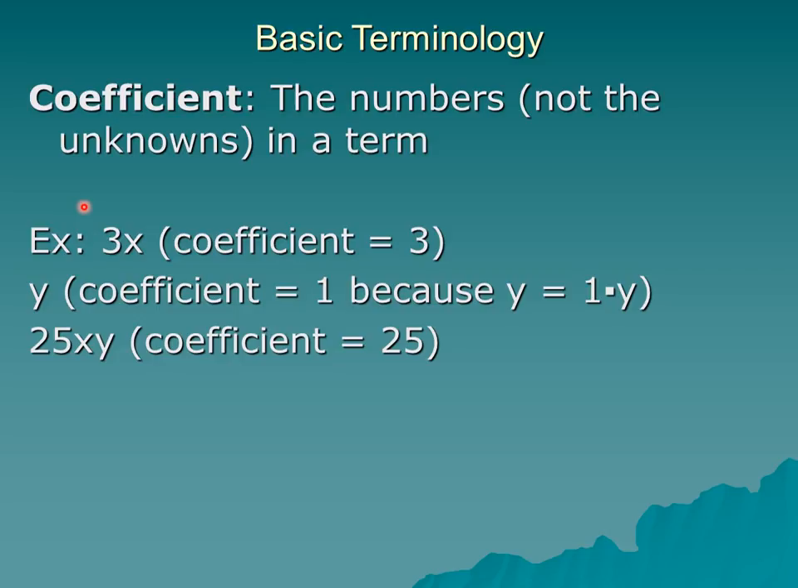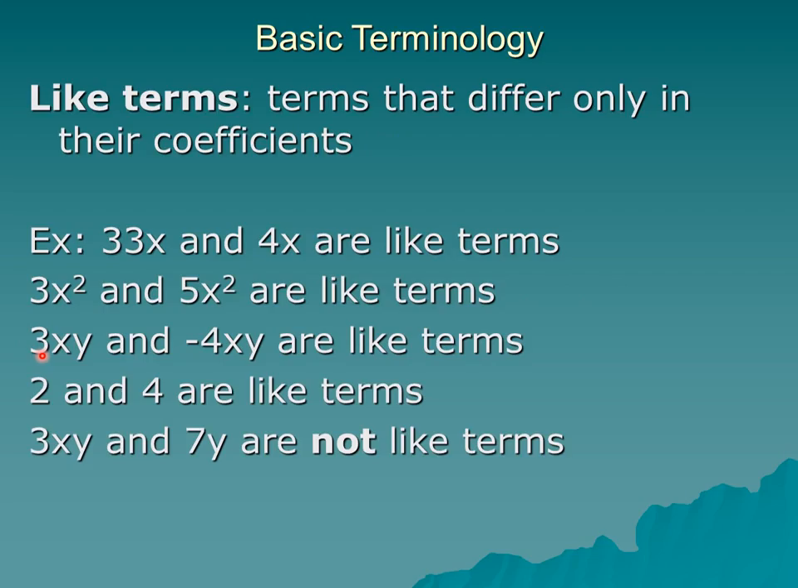Coefficients: all the numbers are basically coefficients, whatever number you have. So for an example, in 3x, the coefficient is 3. If you have only a letter or variable or an unknown like x, y, a, b, you still assume there is a coefficient, which is 1 here, because y is basically 1y, right? If it is a, it's basically 1a. So in 25xy, the coefficient is 25. These are all the examples.